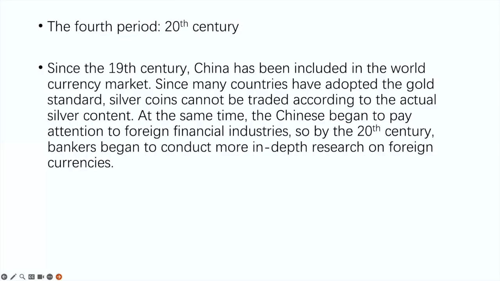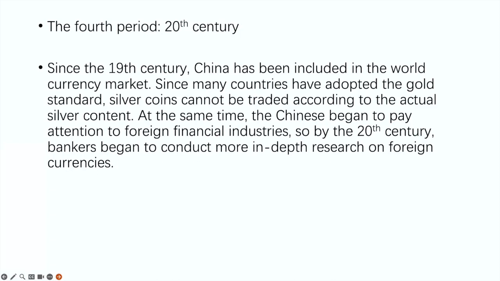So the fourth period is the 20th century. After that, in the late 19th century, China opened the border and got included into the world currency market. And another important thing is lots of countries adopted the silver standard.